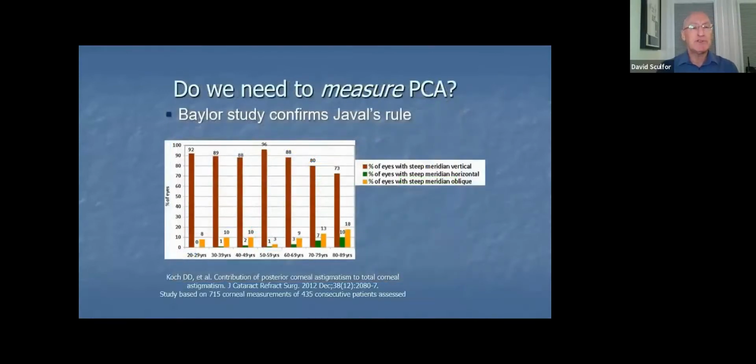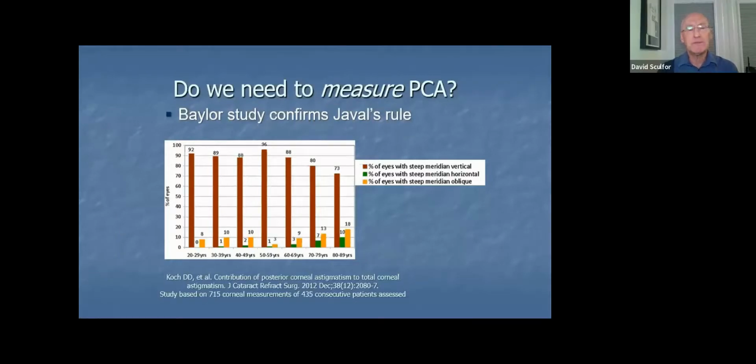So that really brings me to the question of, do we need to measure posterior corneal astigmatism at all? So the Baylor study, which was Doug Koch and his team in the States, measured the posterior corneal astigmatism as a proportion of total corneal astigmatism, and published in about 2012. Did a lot of patients, and they found Javal's rule actually does hold true. So you can see there that patients tend to switch from being with the rule to against the rule with age, but also that the posterior corneal astigmatism actually stays fairly constant throughout life. And indeed 90% of patients fit that model.